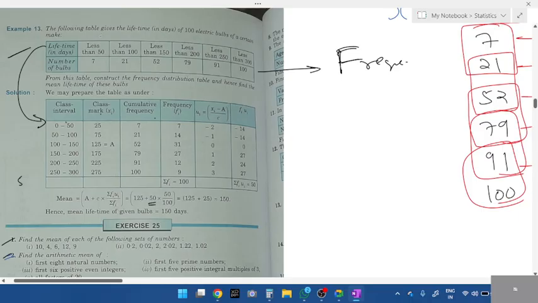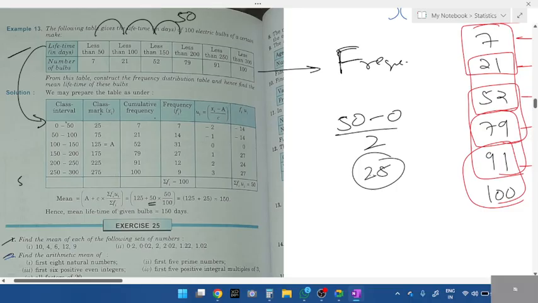Less than 50 and 100 is given. What is the difference between 50 and 100? For everything the difference is 50. So that's why they started from 0, students. Next, they have found the class marks. For mean, do we need this value or class marks? How do you calculate class marks? 50 minus 0 divided by 2 is 25. This 25, can you see they've added with all the values?